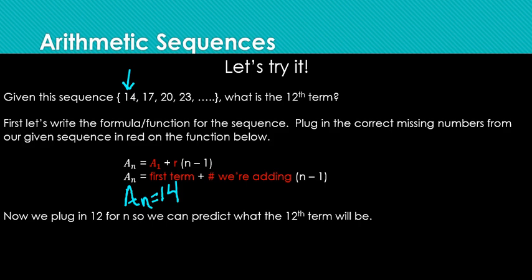And then we're going to add, what are we adding each time? 14 plus what gives us 17? 17 plus what gives us 20? 20 plus what gives us 23? We're adding 3. And our nth term, we're looking for our 12th term. So we're going to do 12 minus 1.